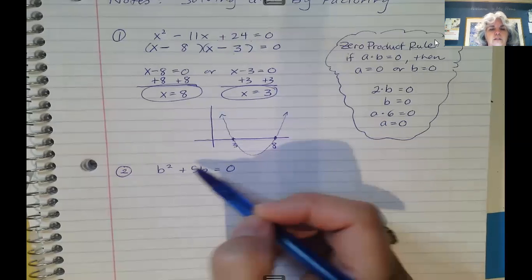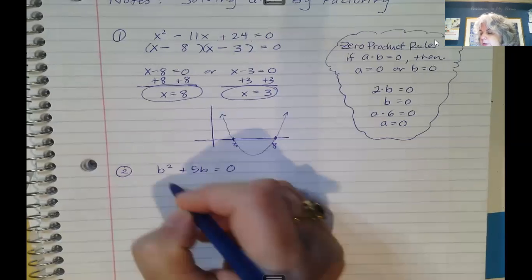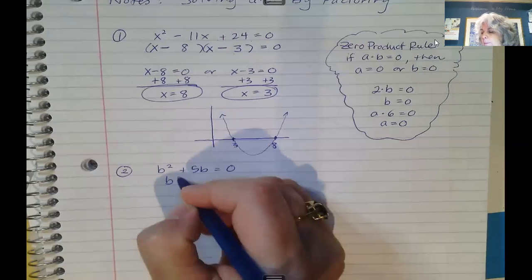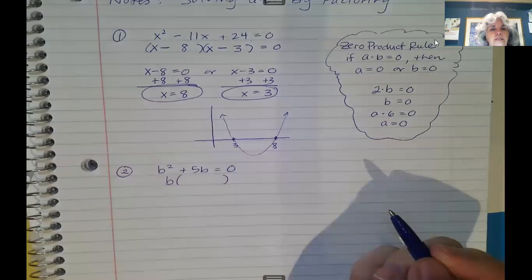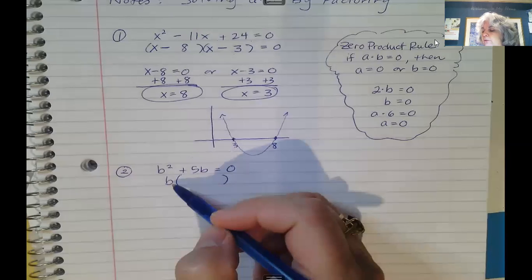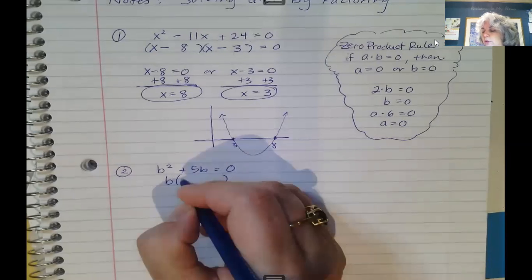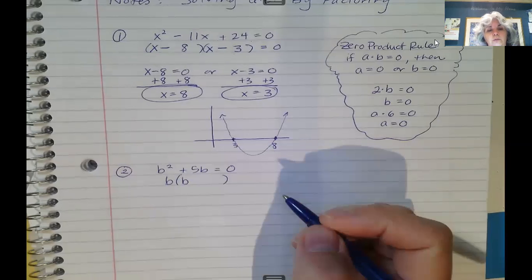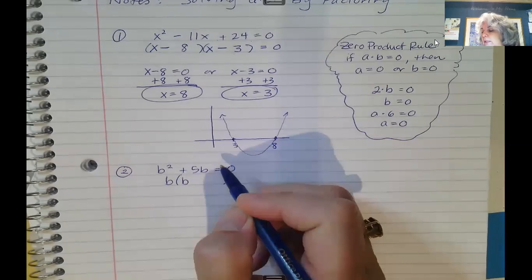I can see that it has a common factor of b. So I'm going to factor that common factor out, and then in parentheses afterwards, I'm going to write down what would be the other factor. Remember how we did these? So if I factor out a b from b squared, that leaves me with b. And if I factor out the b from 5b, that leaves me with 5.